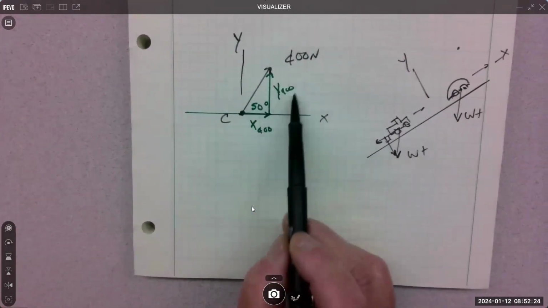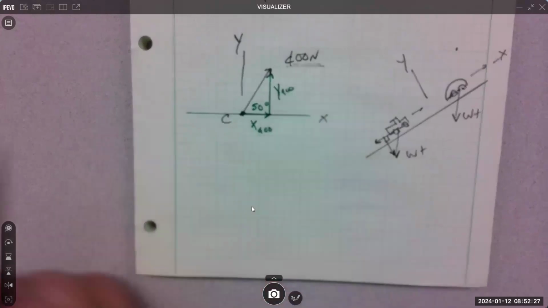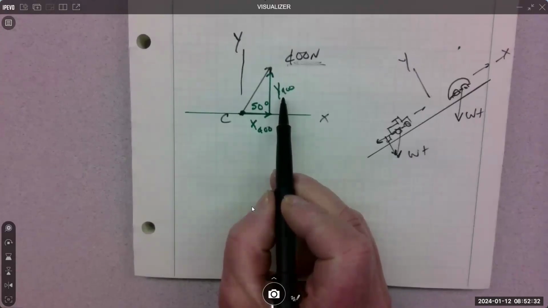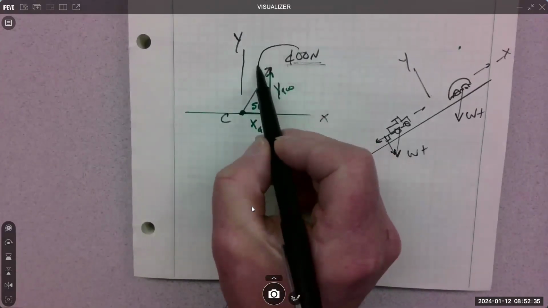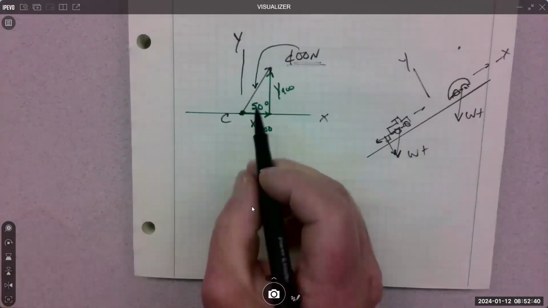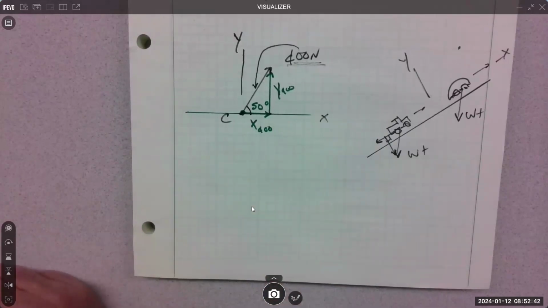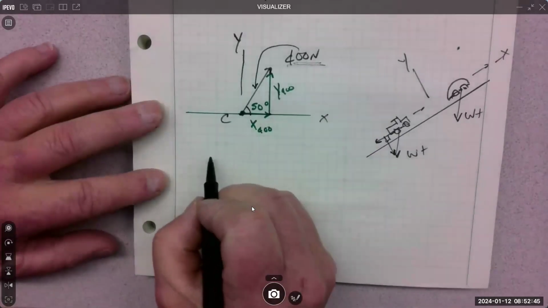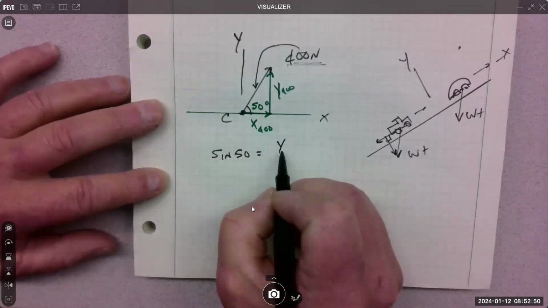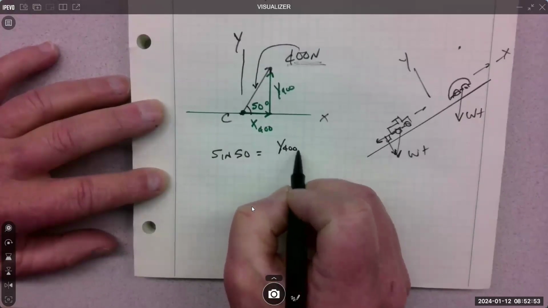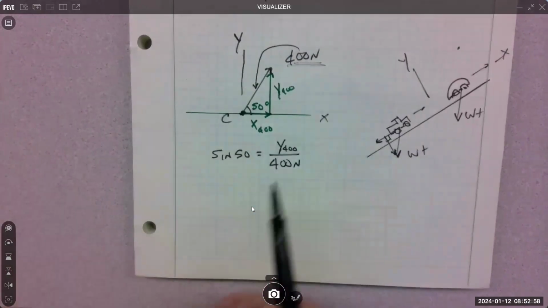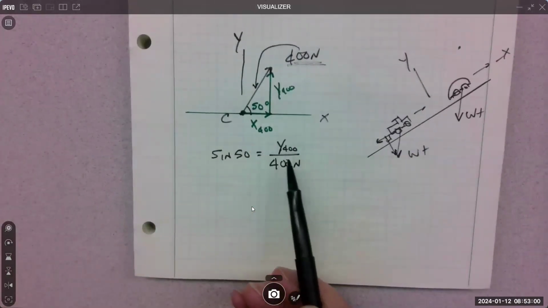How do we find out what the Y effect is of this 400? Yeah, the 400 is really this, isn't it? The magnitude or the hypotenuse. And we have an interior angle right there, 50 degrees. So if we want Y, it's going to be sine 50 equals Y component of the 400 over 400 newtons. Everyone understand this notation? Does that make sense? Y component of the 400.